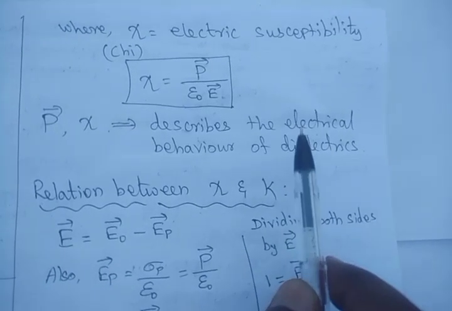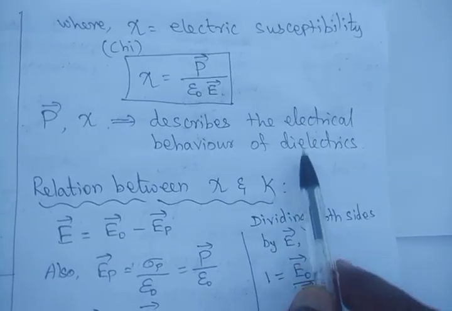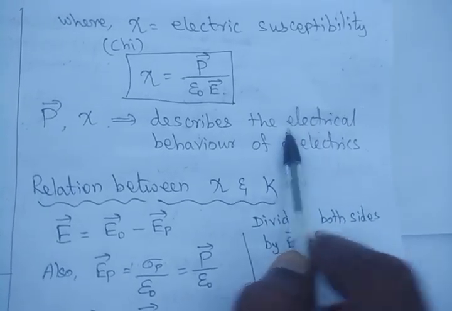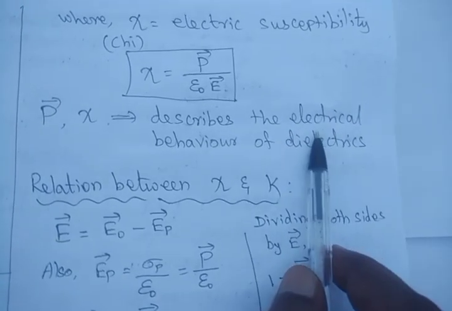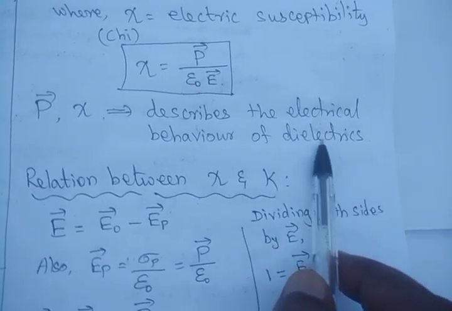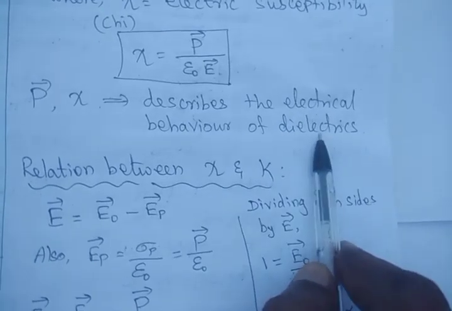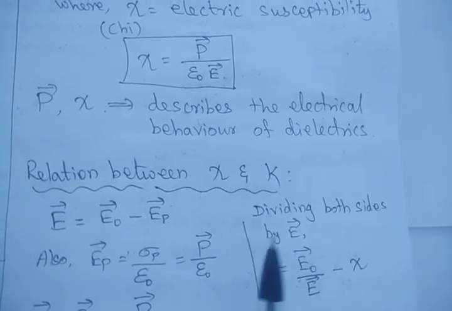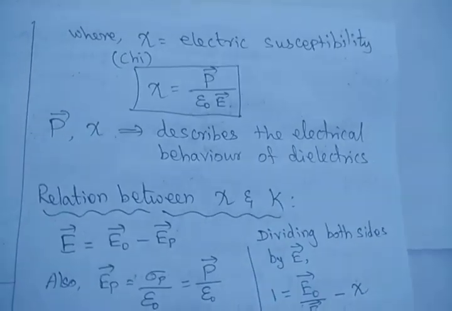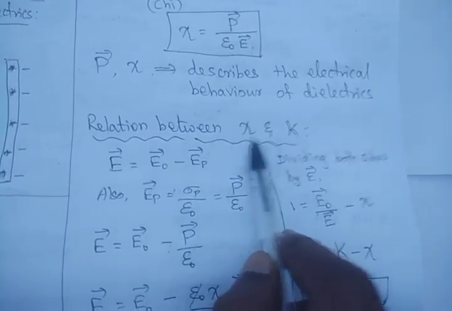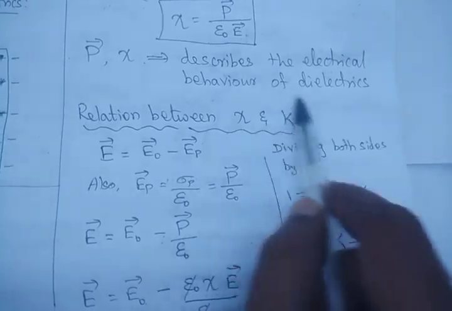It will generate or develop electrical dipoles when an external electric field is applied. Some dielectrics possess a dipole moment even in the absence of an external electric field; those dielectrics are called polar dielectrics. These are things we have already studied. Now we are going to see the relation between psi and kappa, the dielectric constant.